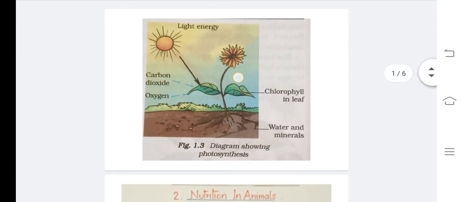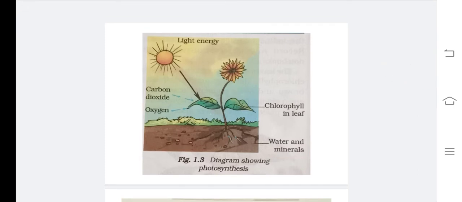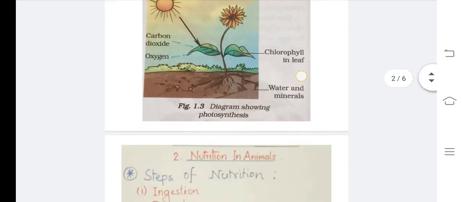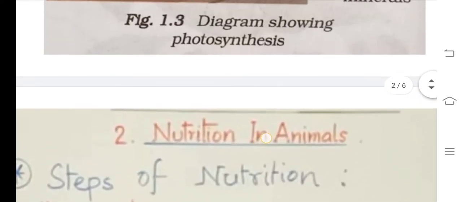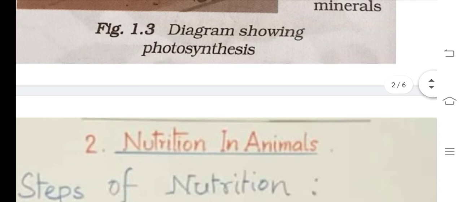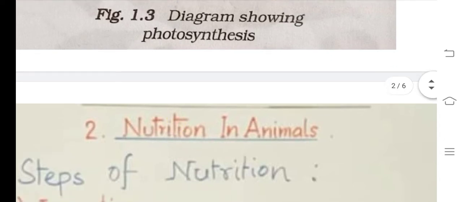Based on the mode of nutrition, organisms are classified into autotrophs and heterotrophs. Right, children? Already we know that animals depend on plants for food, directly or indirectly, because they exhibit heterotrophic nutrition. In this chapter, we are going to learn nutrition in animals. Once again, recall the definition of nutrition, children. Yes, the mode of taking food and utilizing it in our body for growth and development.